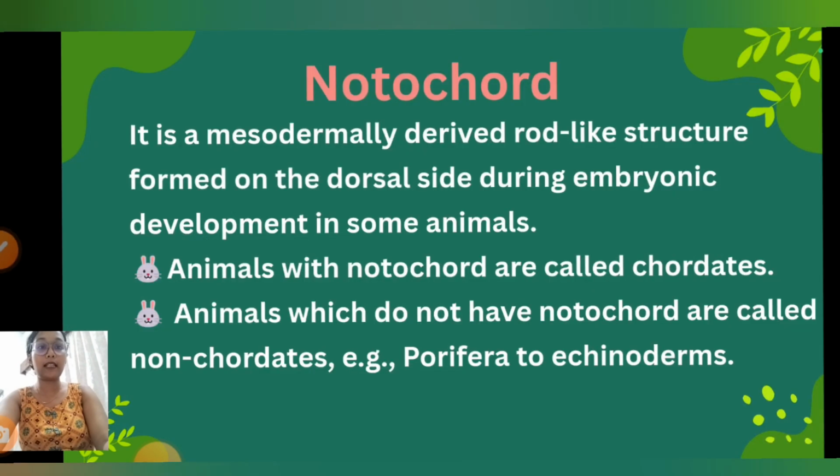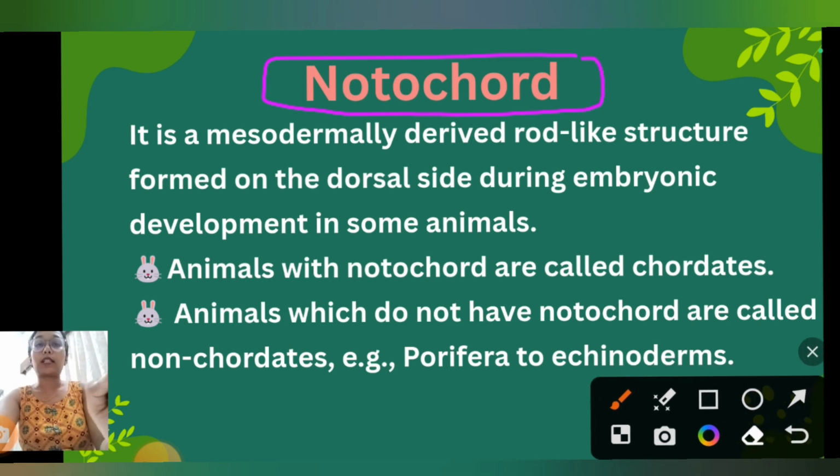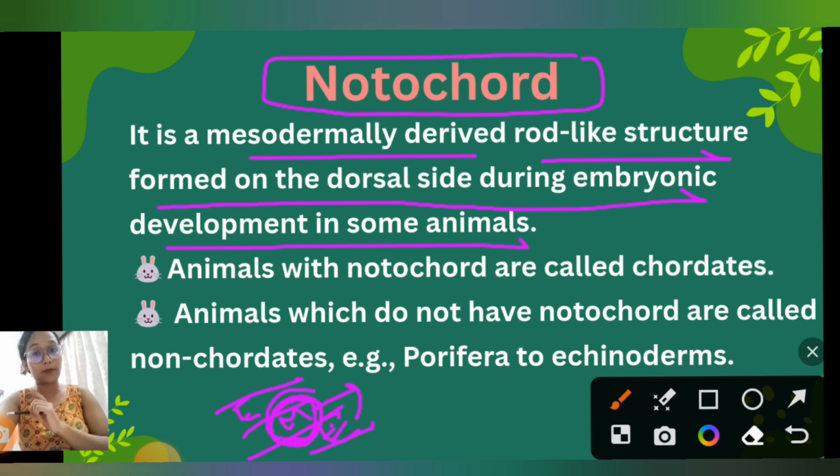Segmentation topic is done. The next and last topic in this video is the notochord. It is a mesodermally derived rod-like structure formed on the dorsal side during embryonic development in some animals. So it is mesodermally derived. We have studied three germ layers: ectoderm, mesoderm and endoderm. Coelom is also mesodermally derived, and the notochord is also mesodermally derived.